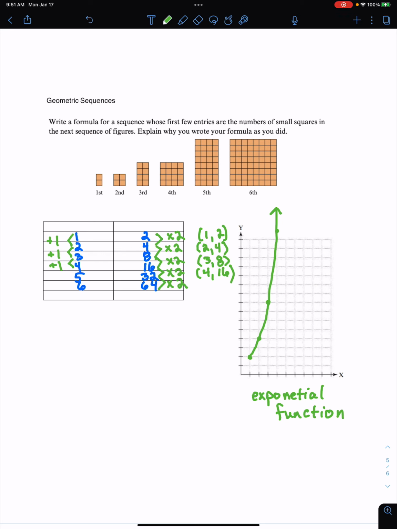Let's talk about another one in our next video and see if we can write an equation for this geometric sequence.